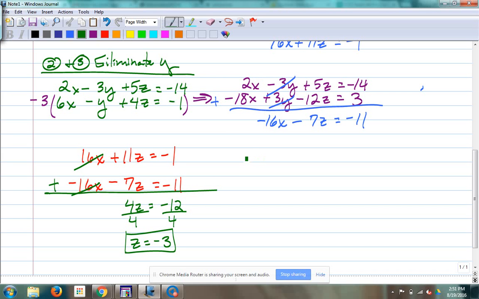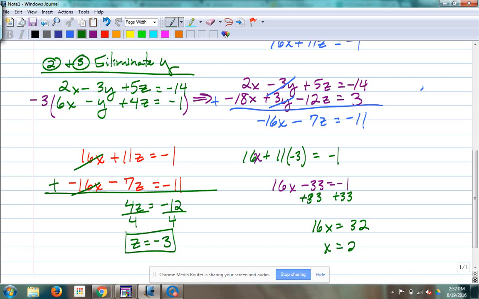I'm going to take this negative 3. That's 16x. 16x minus 33 is equal to negative 1. 11 times negative 3. It doesn't matter which one you use. That'll be a good way to check if we end up with the same x value. So plus 33. 16x is equal to 32. x is 2, right?